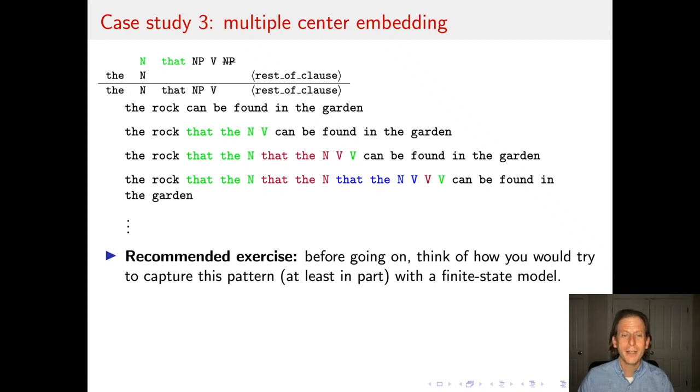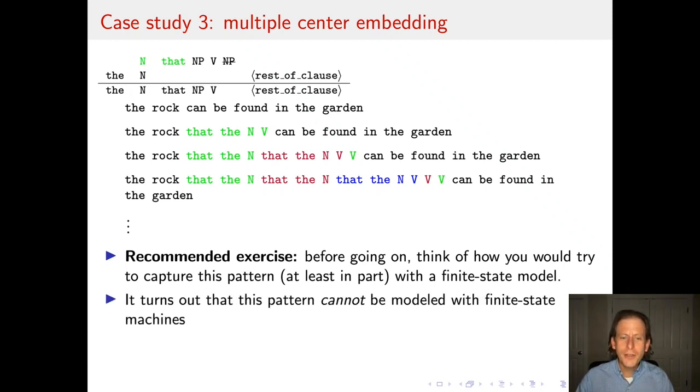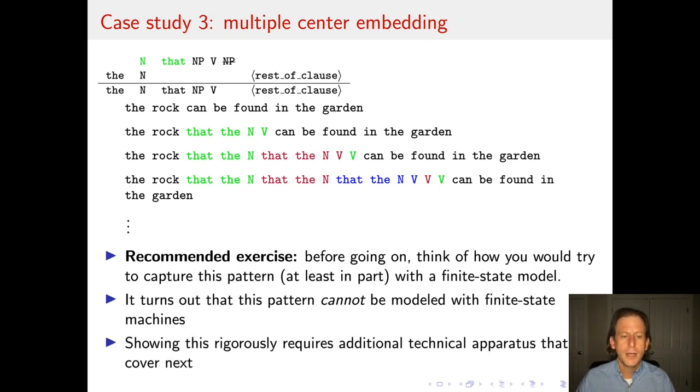Okay, I'll assume you're back. It turns out that this pattern cannot be modeled with finite state machines. And if you tried this exercise, you probably either found it implausible that you might be able to do this, or got frustrated, or thought you came up with a solution. It'll turn out that if you did come up with what you thought was a solution, it wouldn't be right. And we're going to go on to describe and show how this cannot be modeled with finite state machines, but showing it rigorously requires additional technical apparatus that we're going to cover next.